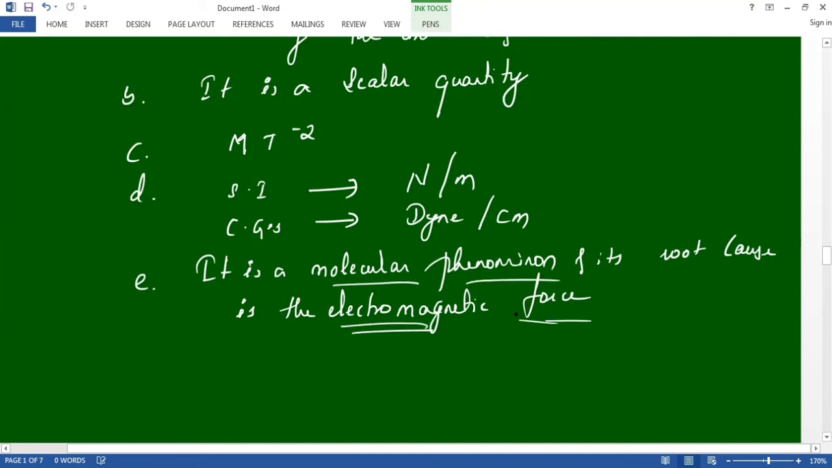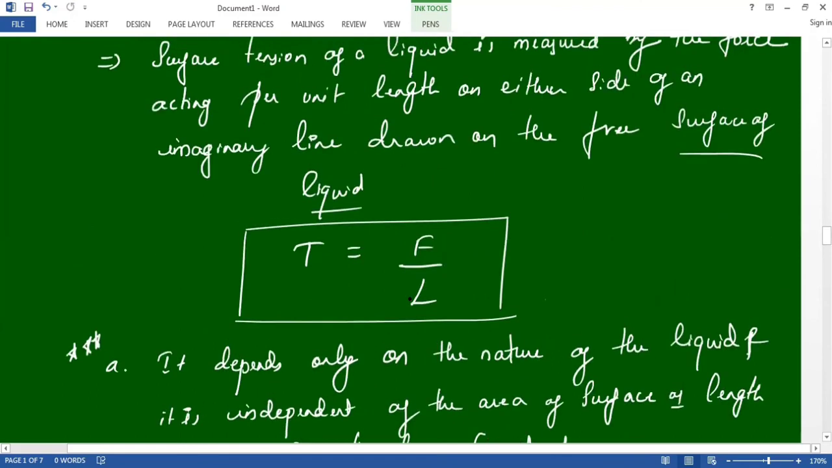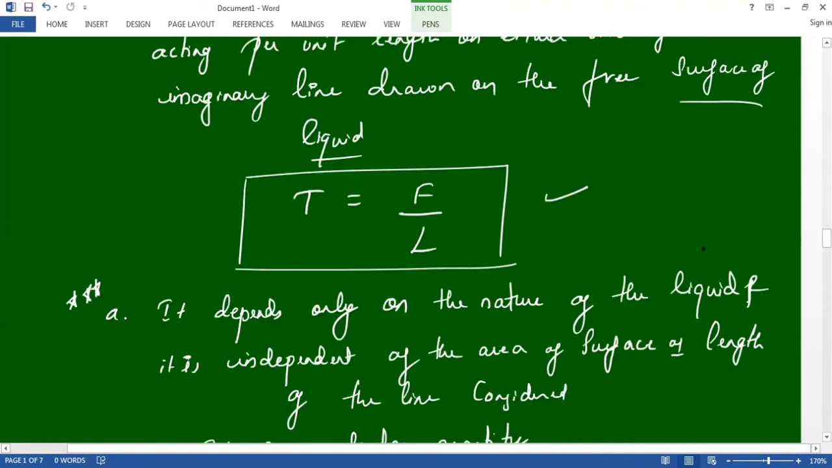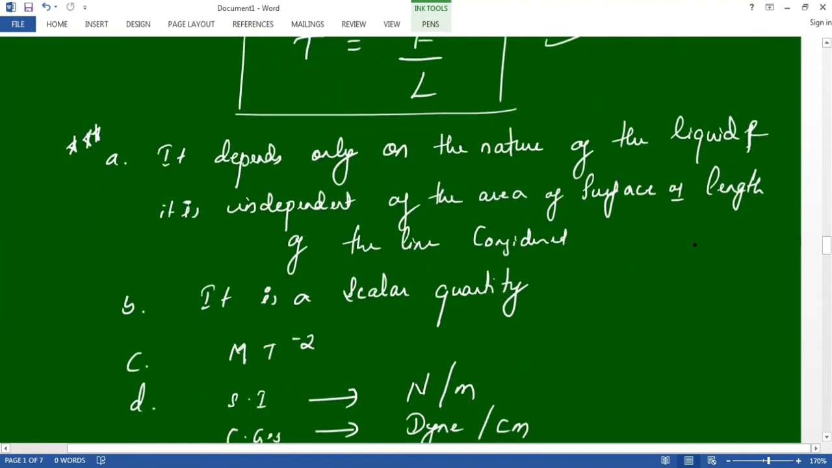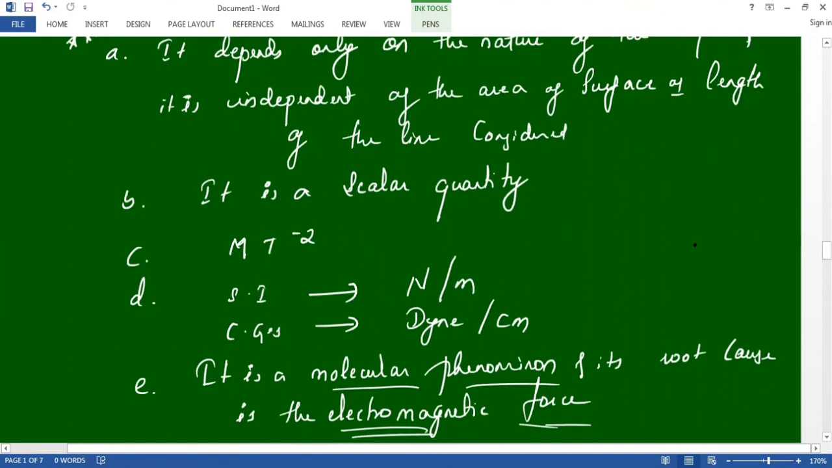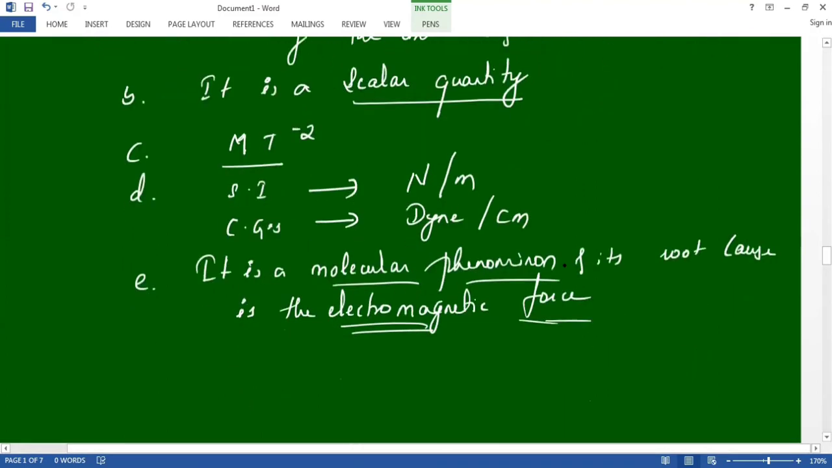Let us repeat once again. The formula for this is surface tension is force by length. It depends only on the nature of the liquid, and it is independent of area of the surface or length of the line considered. It is a scalar quantity, and its dimension is M T to the power minus 2. The SI unit is Newton per meter, or CGS unit is dyne per centimeter, and it is a molecular phenomenon, and its root cause is electromagnetic force. Important matter.